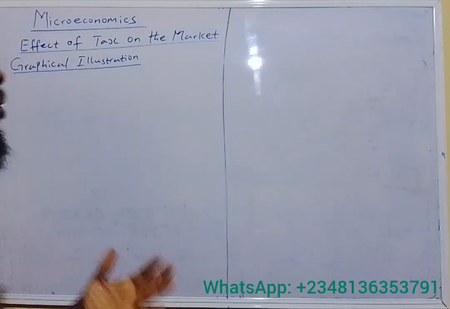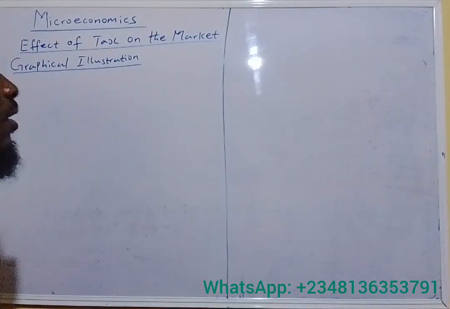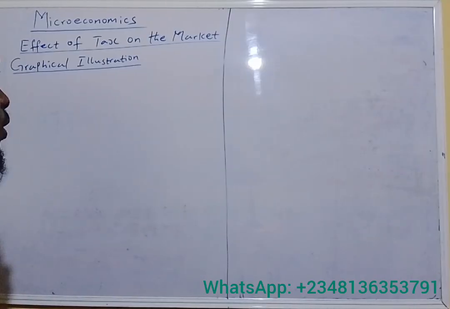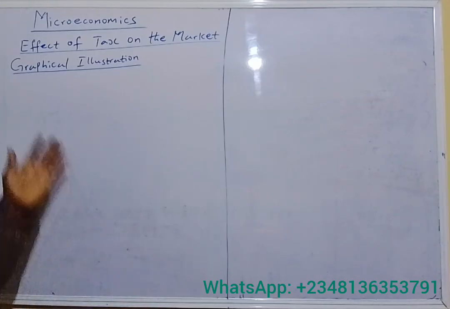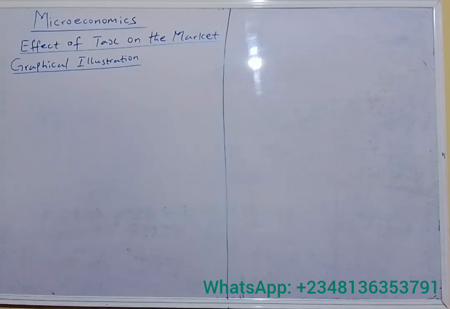In this class, I'll be discussing the effect of tax on the market. When we're talking about the effect of tax on the market, we are simply talking about the effect of tax on the two things that make up the market: the price and the quantity. So we'll be looking at the effect of tax on the market price and the quantity demanded and supplied in the market. Here we'll be using graphs to illustrate this effect.